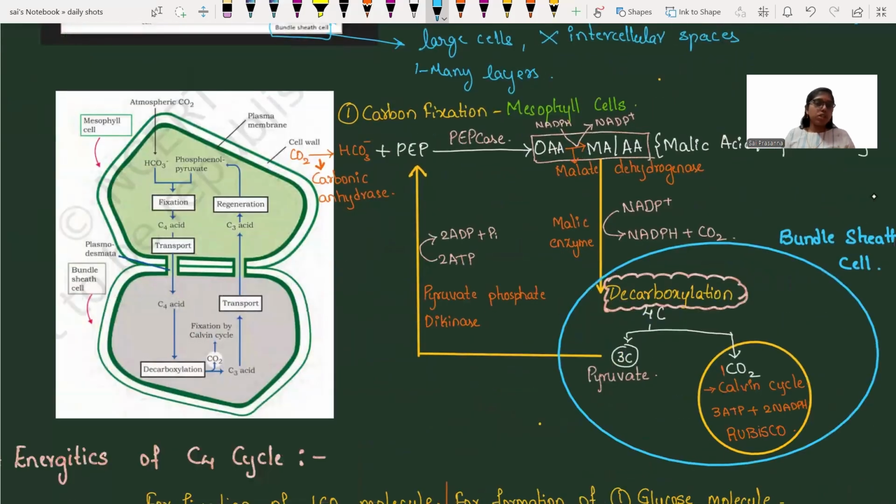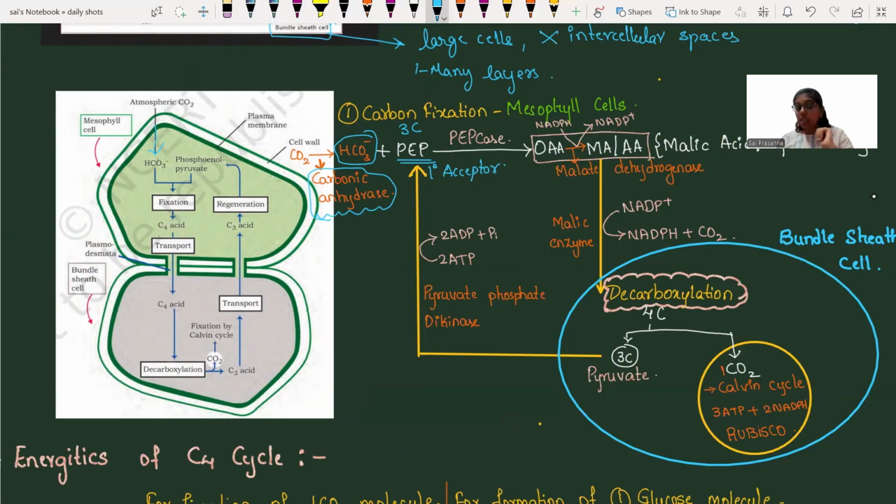Okay. So first, when carbon dioxide enters the mesophyll cell, it is converted to bicarbonate, or hydrogen carbonate, by the enzyme carbonic anhydrase. This reacts with PEP, phosphoenol pyruvate, which is a 3-carbon compound, catalyzed by the enzyme PEPcase, phosphoenol pyruvate carboxylase. So what is this PEP? It is the primary acceptor in C4 plants.